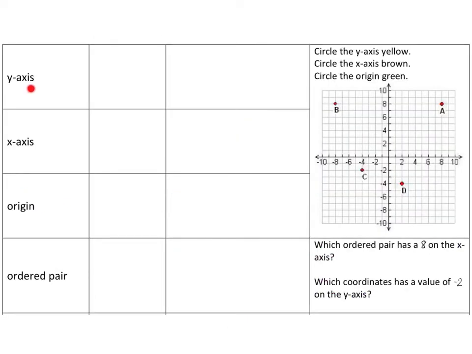All right, the next vocabulary word is y-axis. So let's draw a picture. We're going to have a coordinate grid. And our y-axis always goes vertically, so up and down. So our y-axis will be this one.